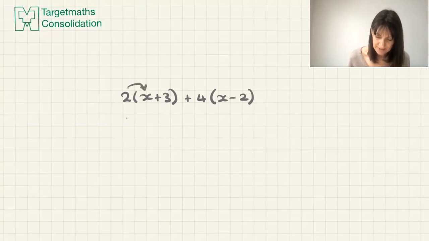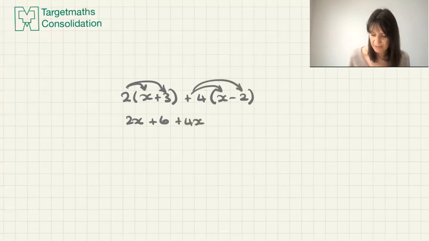Okay, 2x's. 2 times 3 is 6. 4 times x is 4x's. And here we have to be careful. 4 times negative 2 is minus 8.